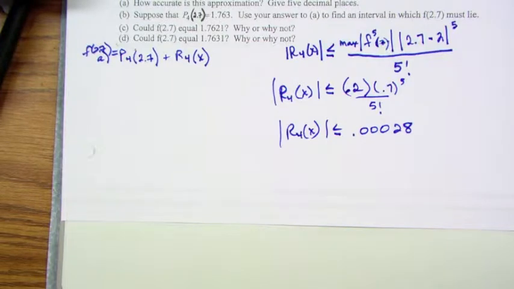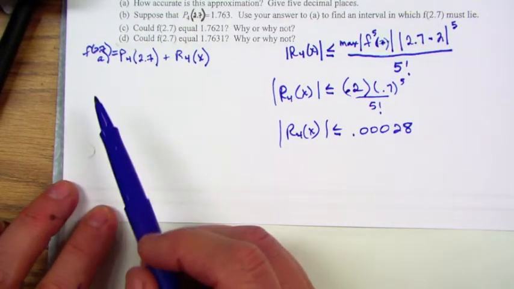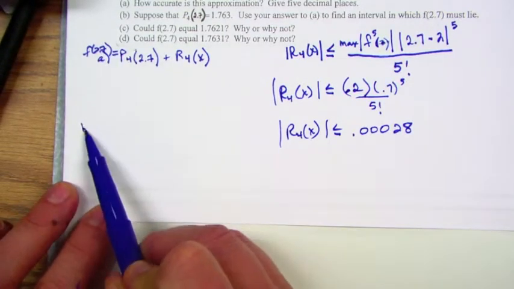Okay, so again, that is the maximum your fourth degree Taylor polynomial could be off either way, if you're working in the interval 2 to 2.7. That's either direction, right? Correct, it could be off either direction from your Taylor polynomial. Okay? Well, look at part B.